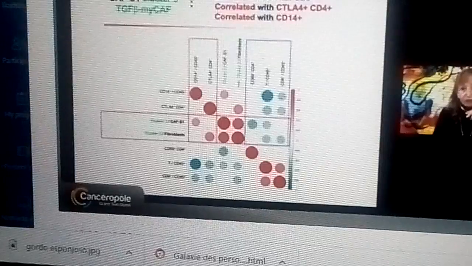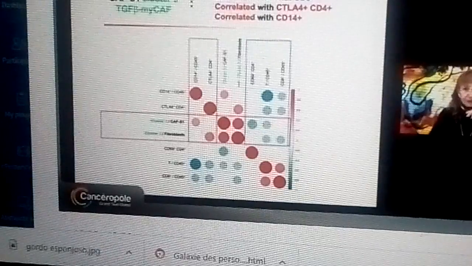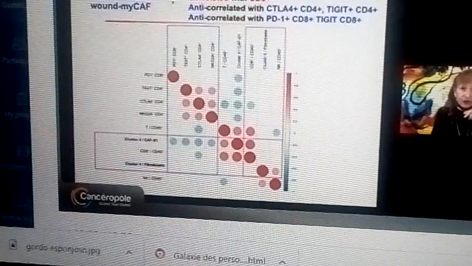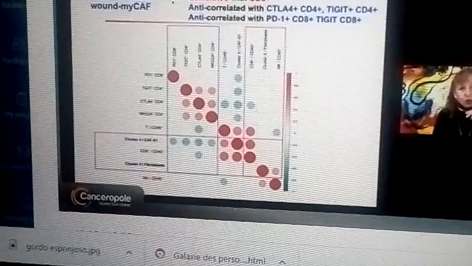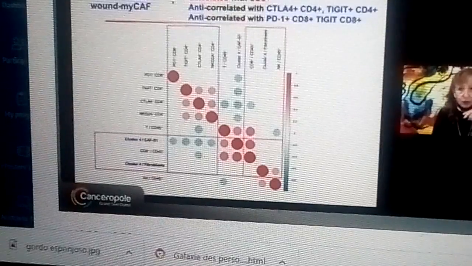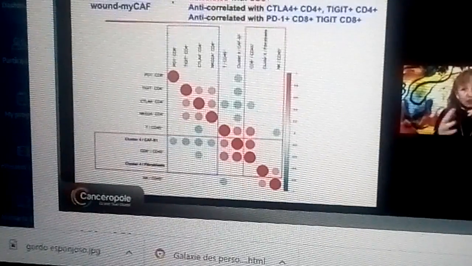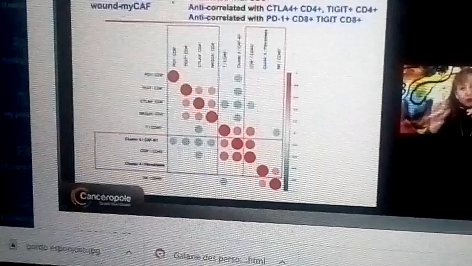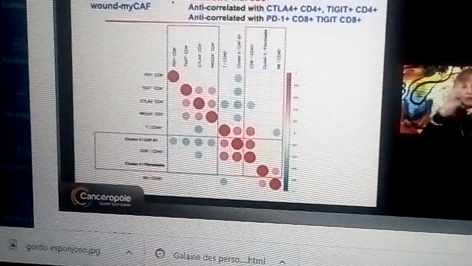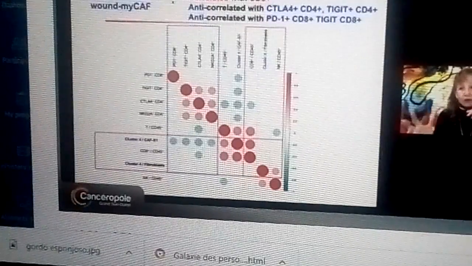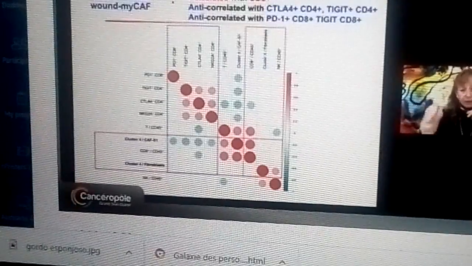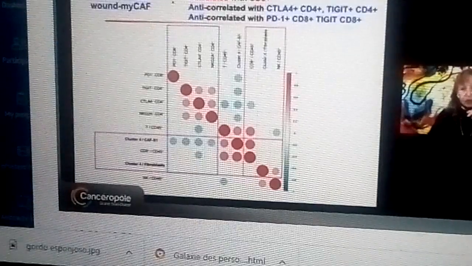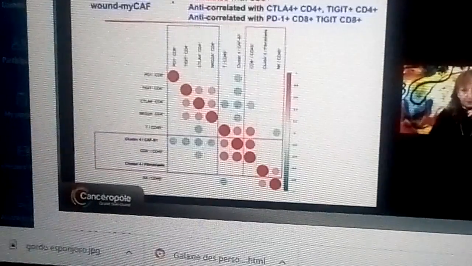macrophages, CD14-positive macrophages. And finally, we found that the so-called wound-myCAF cluster, cluster 4, is globally not associated with an immunosuppressive environment, but globally with a huge immune-related phenotype, meaning with a huge infiltration of T cells.